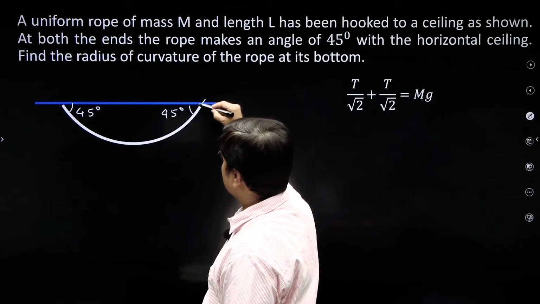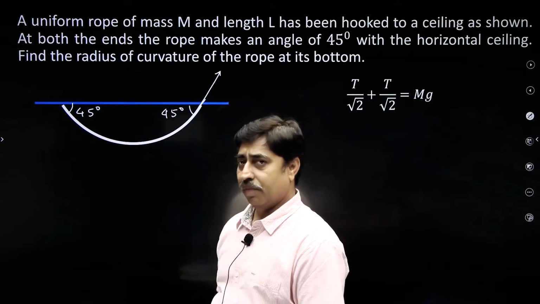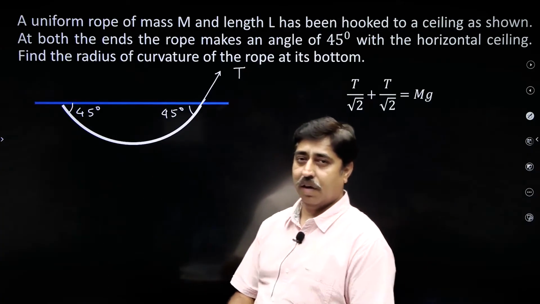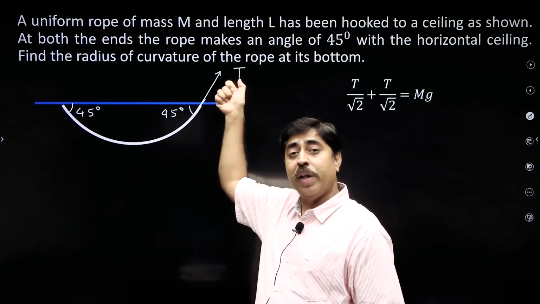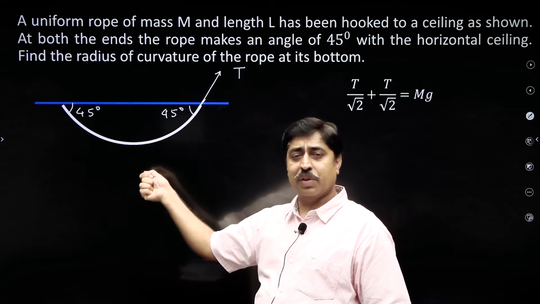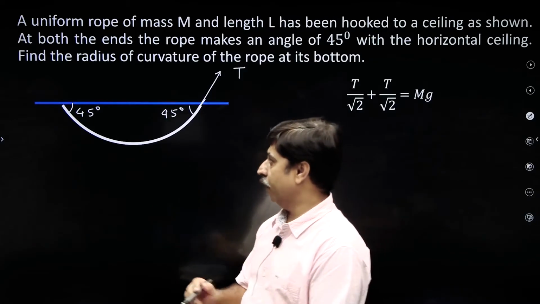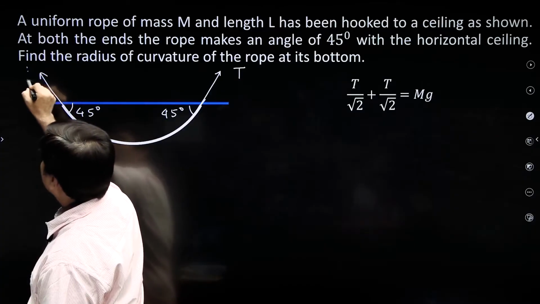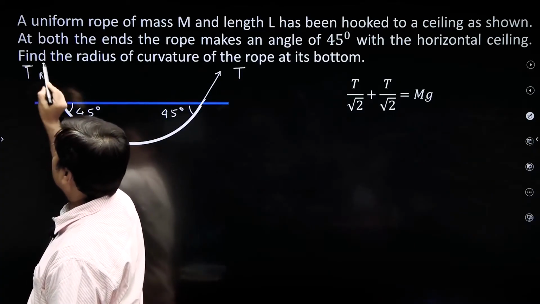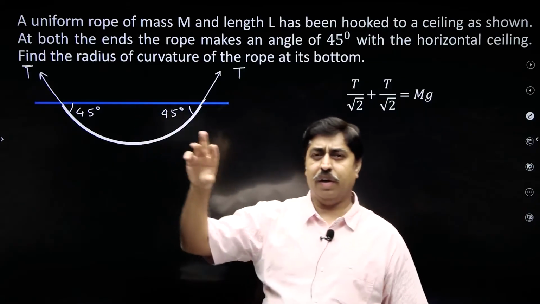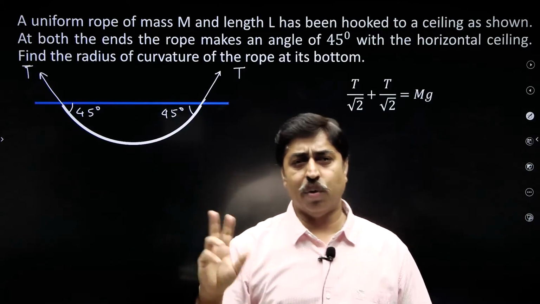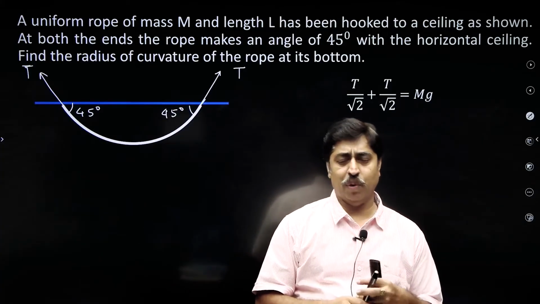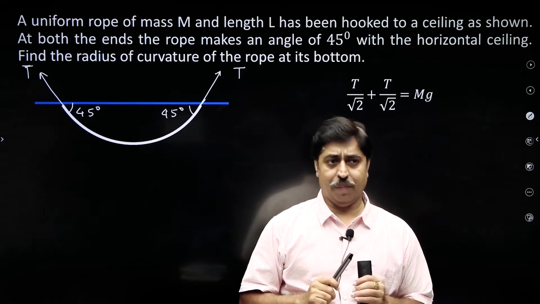Here the ceiling is pulling the rope like this. Let us say this force is T. This is the tension. I mean, the rope is pulling the ceiling in the opposite direction with the same force T. Similarly, here also the ceiling is pulling the rope up in this direction with the same force T, because it is a symmetrical situation. There is no reason why here it will be T1 and there it will be T2. It's all the same on both the sides. So, tension has to be the same.